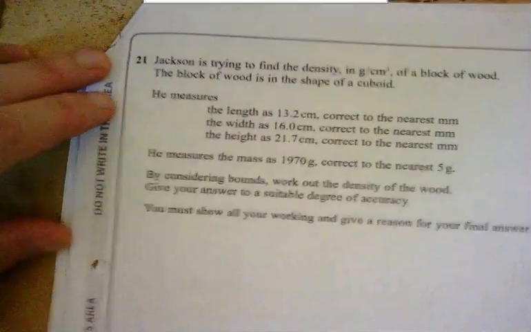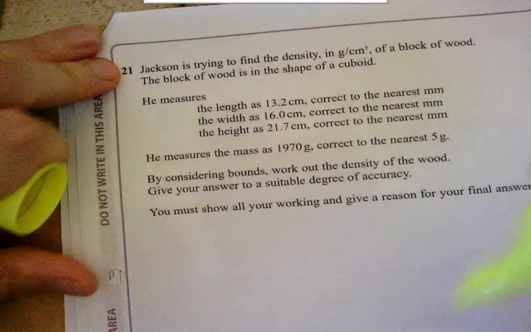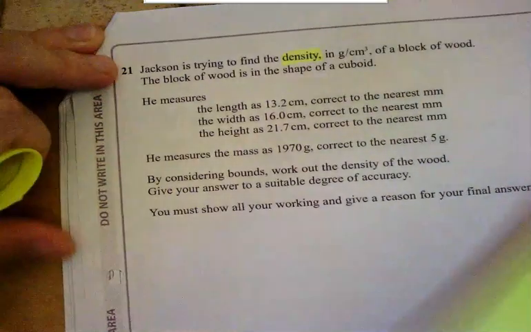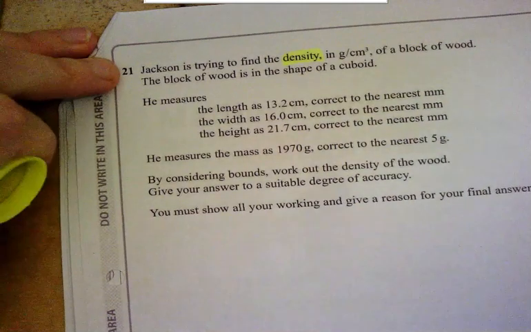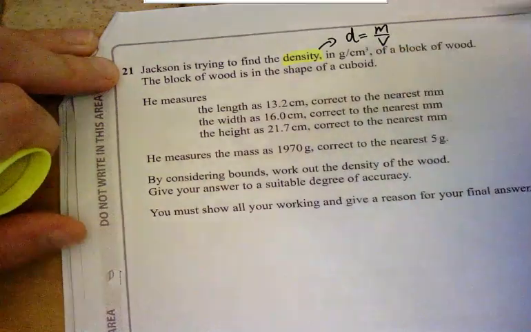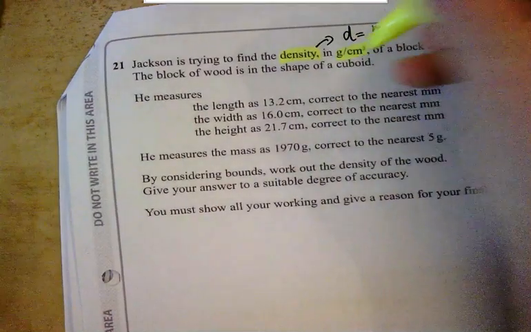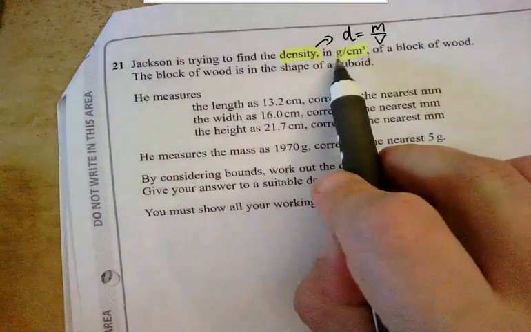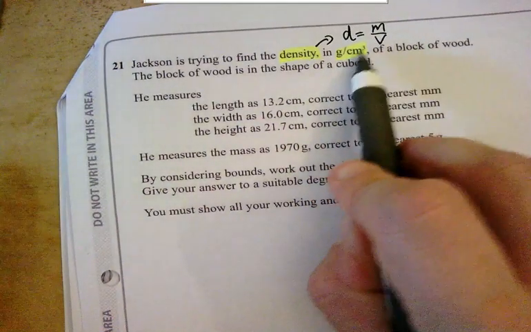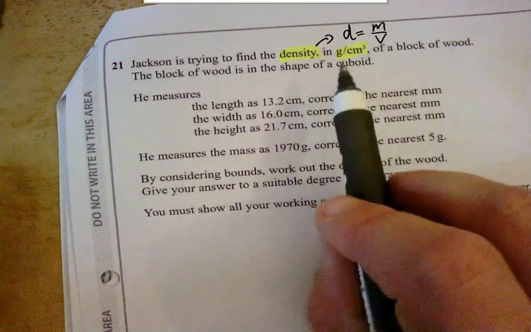one. 21. Jackson is trying to find the density. As soon as I see that word, I'm going to highlight from my core knowledge. I know density is mass over volume in grams per centimetres cubed, and that also helps me just confirm. So grams is a unit for mass, centimetres cubed unit for volume of a block of wood. The block of wood is in the shape of a cuboid.